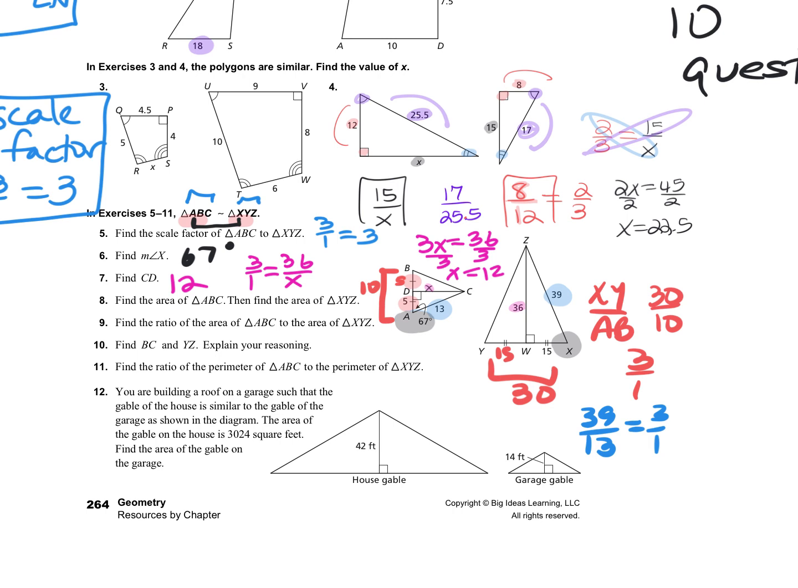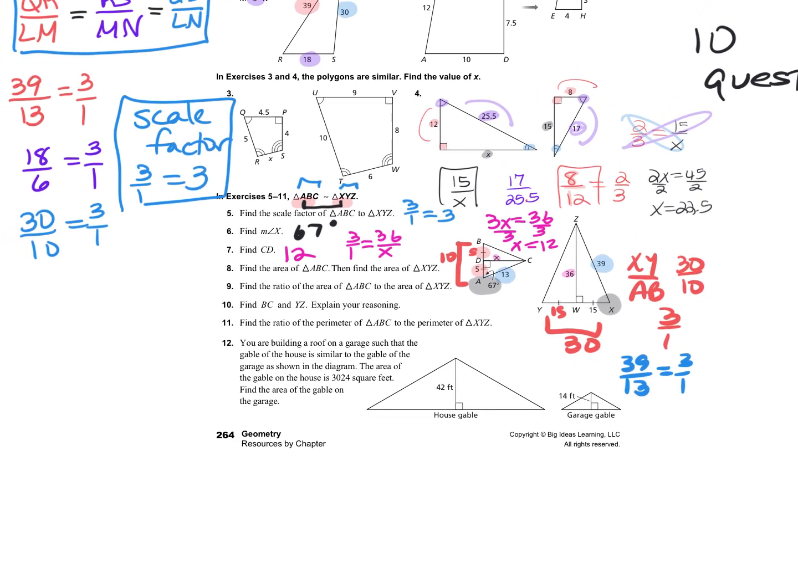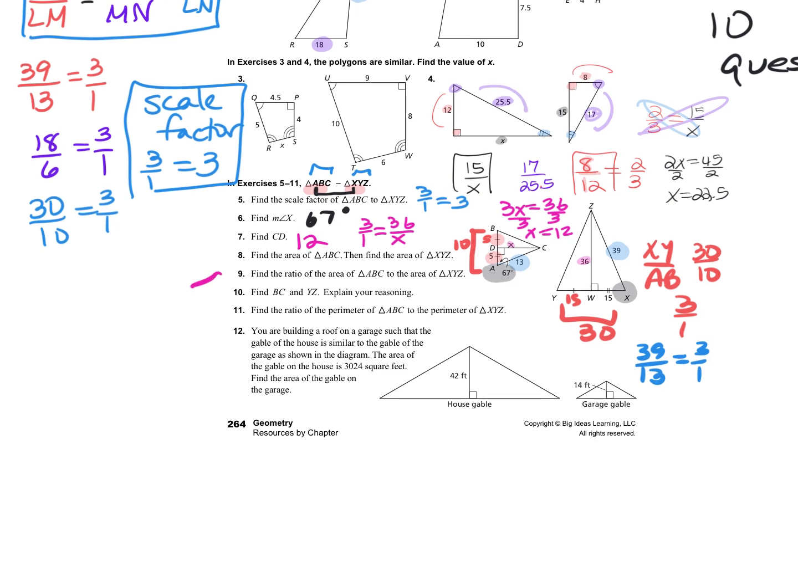Now, all it wants us to do is find the area of ABC and then find the area of XYZ. Then the next question wants us to find the ratio of the areas. Now, if it didn't ask us to calculate the area, the shortcut, if I only had to answer number 9, all I would have had to do is take the scale factor and square it. And that'll give me the ratio of the areas. But I'm going to go ahead and answer number 8.